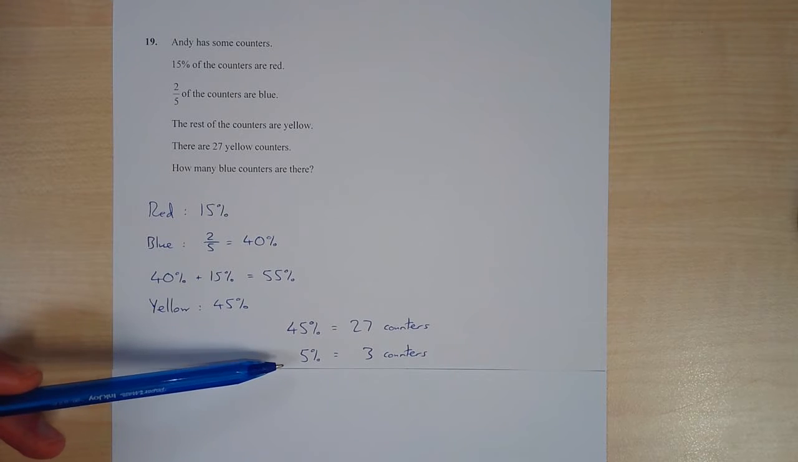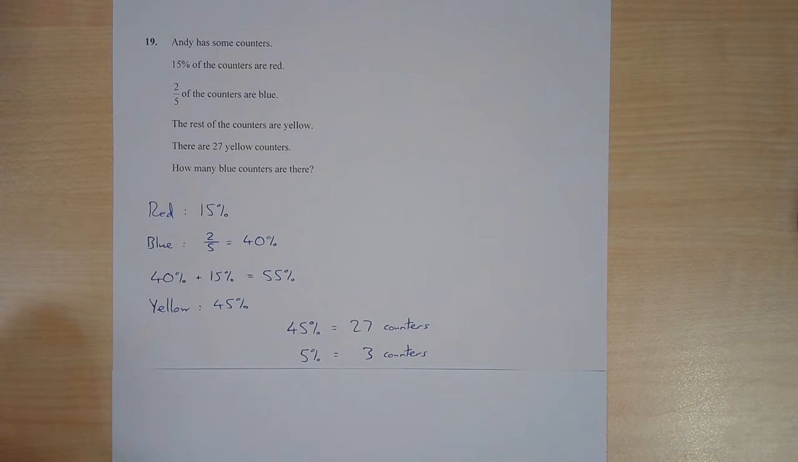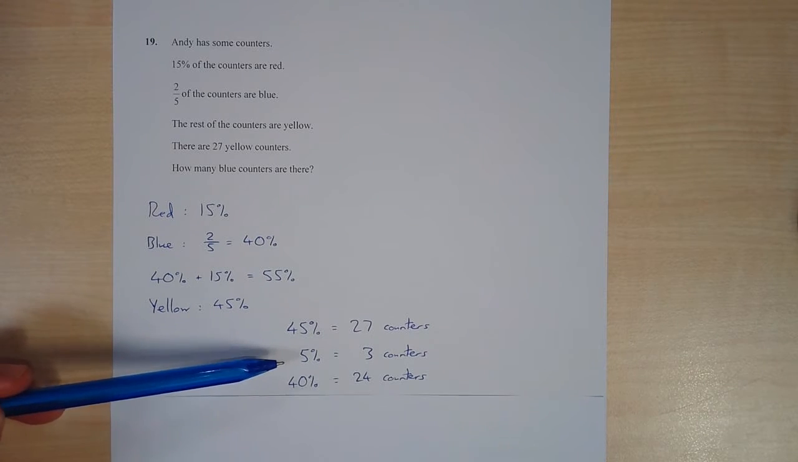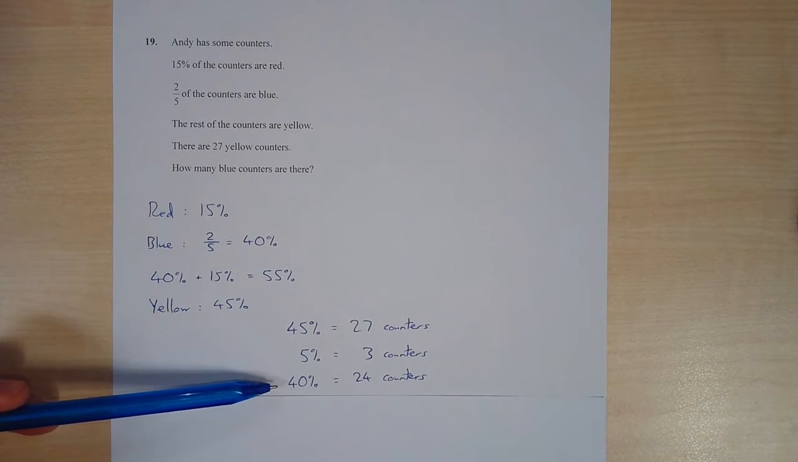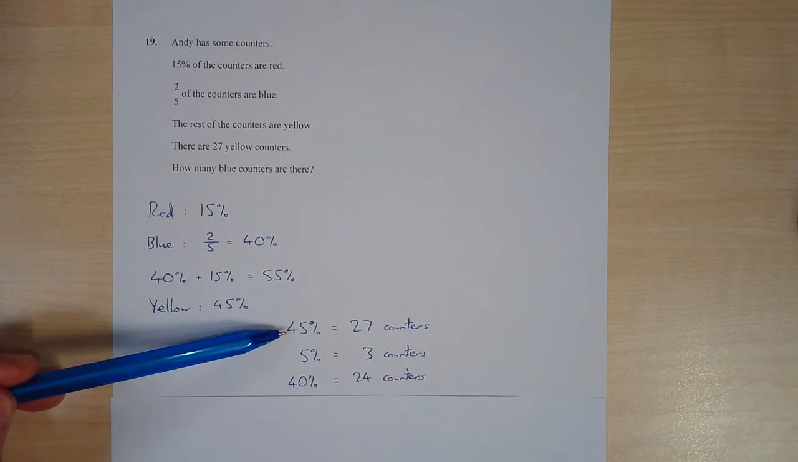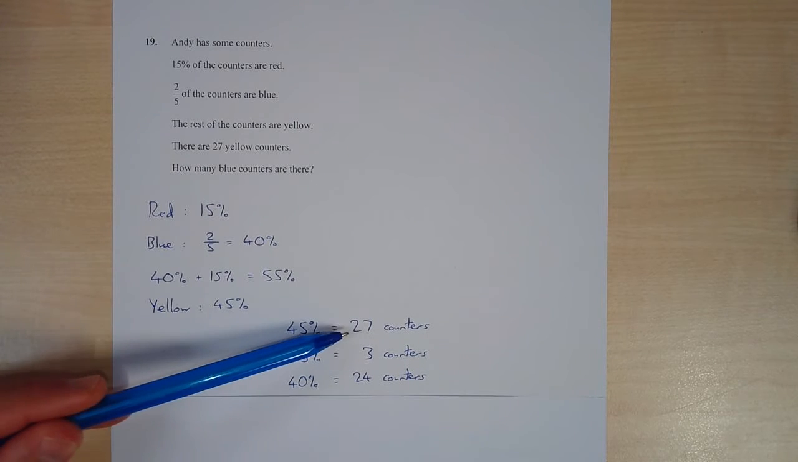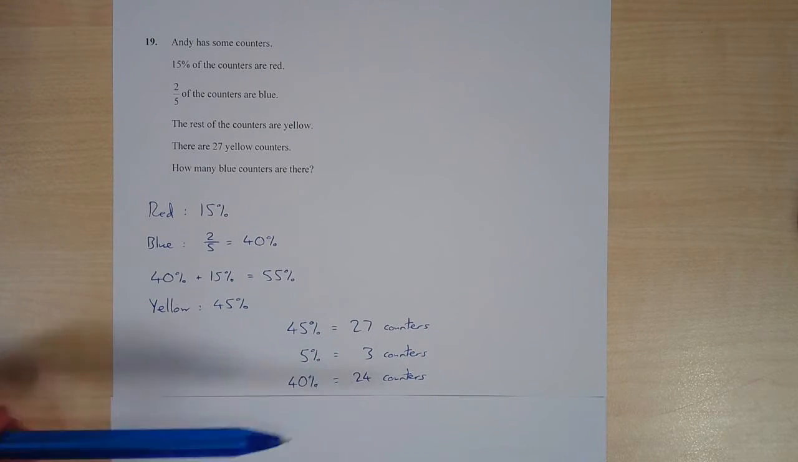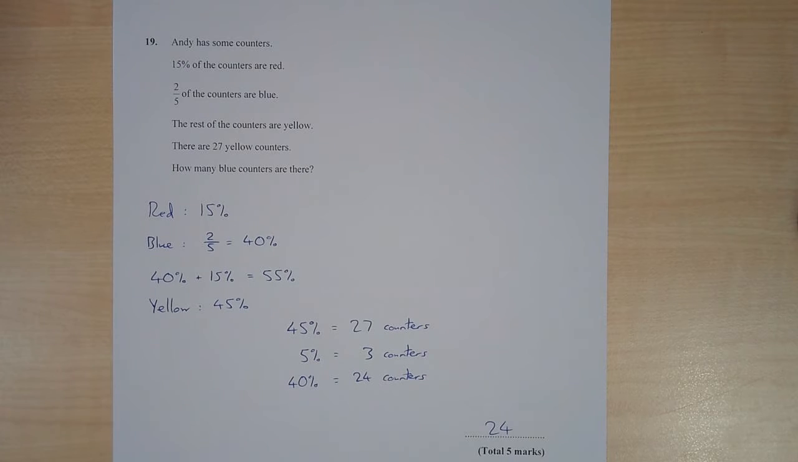So if 5% is 3 counters, I can now work out 40, either by multiplying this by 8, and doing the same here to get 24, or I could have done 45 take away 5 is 40, and likewise 27 take away 3 is 24. So the number of blue counters is 24.